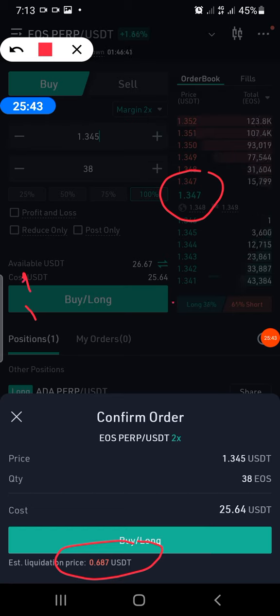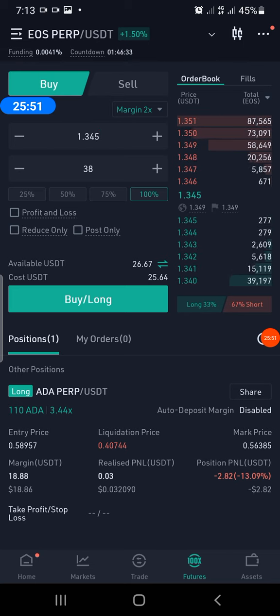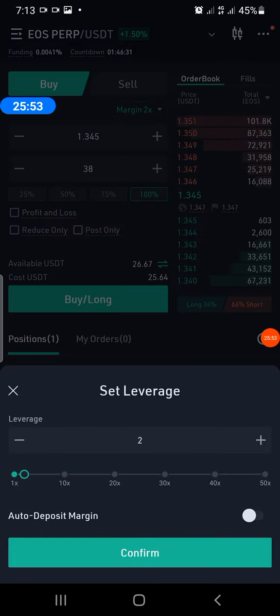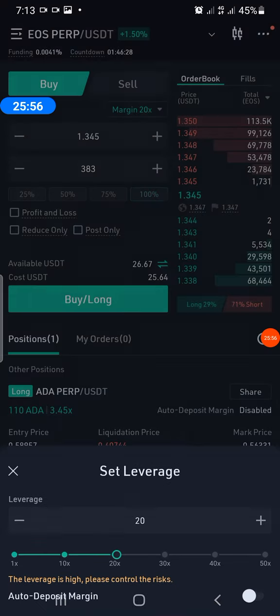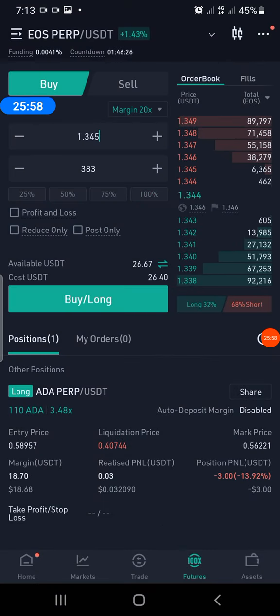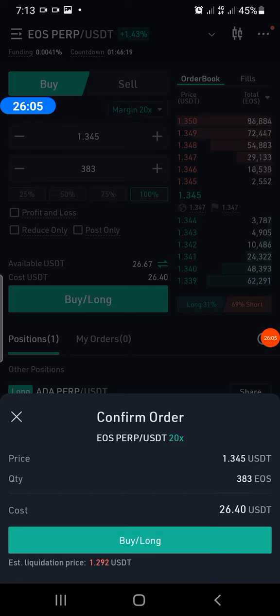Okay, I will cancel this. I will try to make this trade again using a higher leverage, maybe 20x. Remember, see the purchasing power they gave me. I'm using 100% of my capital now. Buy. Let's see the liquidation price. Can you see the liquidation price? 1.292, closer to the current market price, more risky than the 2x.